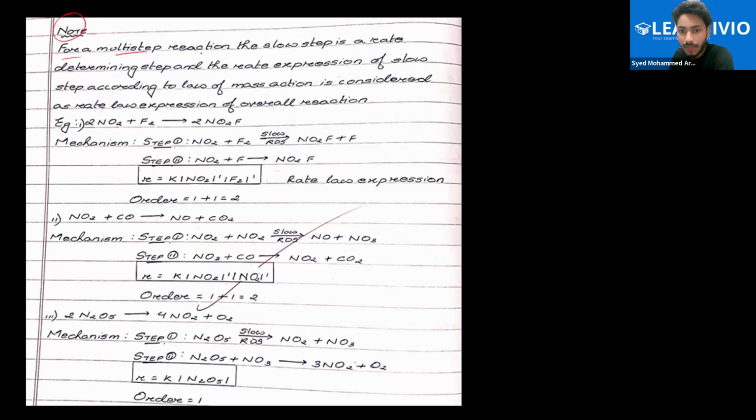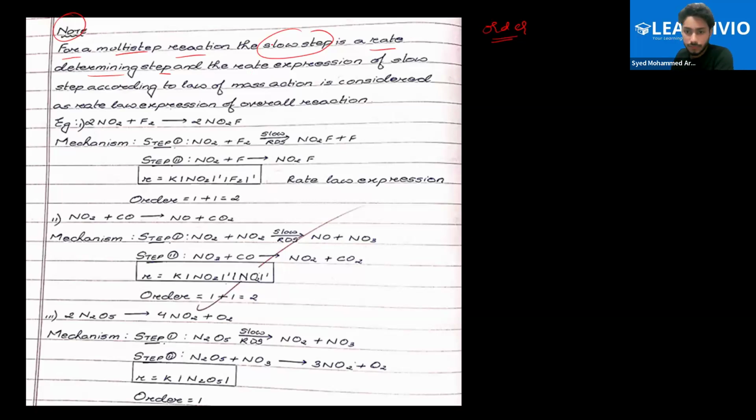For a multi-step reaction, the slowest step is the rate determining step. I have told you in the last classes that if you want to write the order of a reaction or the molecularity of a reaction for a multi-step reaction, you have to find the slowest step, because the slowest step is responsible for determining the rate of a reaction. The rate of a reaction basically depends on the reaction which is the slowest one.